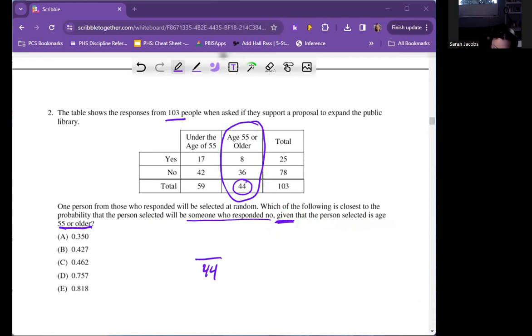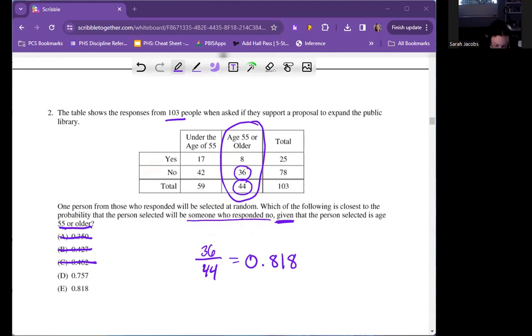And then will be someone who responded no. So here's yes, here's no. 36 responded no, so I'm going to get 36 over 44. That's definitely more than half. So just a gut check, right? 36 over 44, a lot more than half. So A is out, B is out, and C is out, because none of those are more than half. This, is it more or less than half, is a really good way to catch yourself from having brain farts.